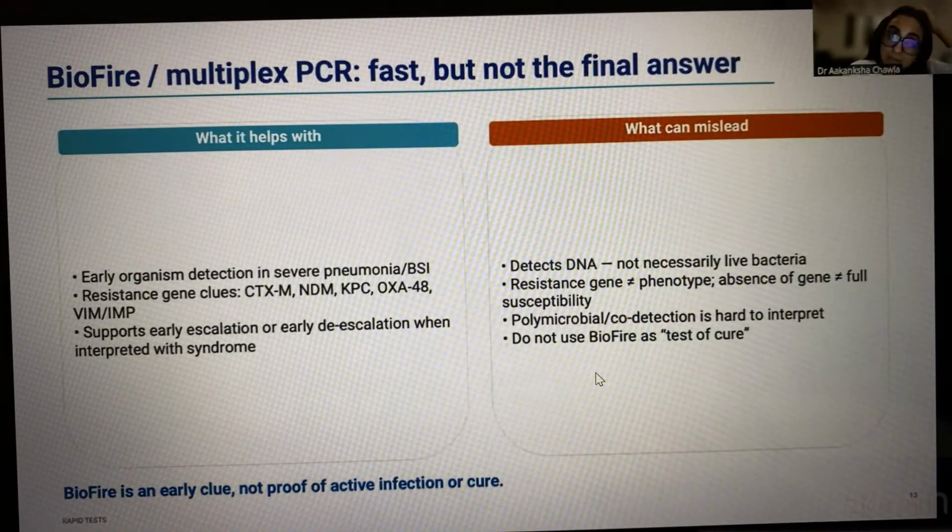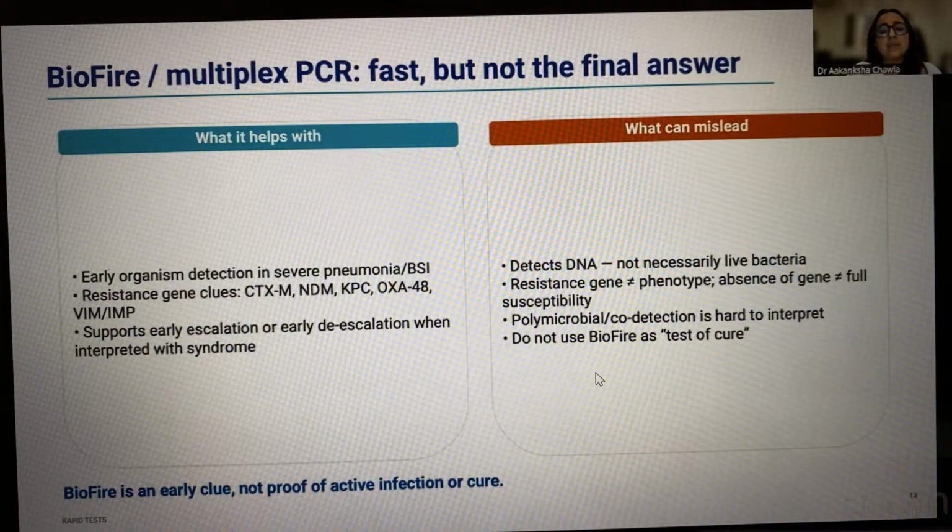A word about BioFire and multiplex PCR. These are very widely available these days and are being used quite often, especially in tertiary care centers. BioFire and multiplex PCR help you in early organism detection in severe pneumonia and bloodstream infections. Remember, they support early escalation and de-escalation, but they do not replace your culture and AST testing. So you have to send the sample for culture and AST, but yes, early targeted therapy can be initiated, but do not treat it as a test of cure.